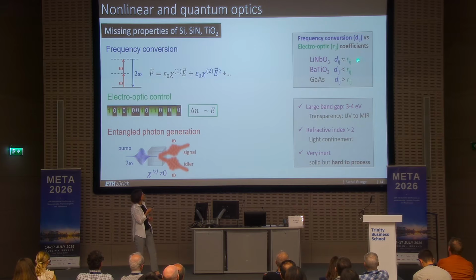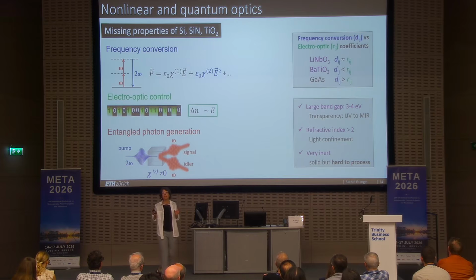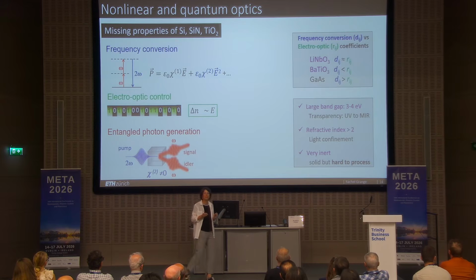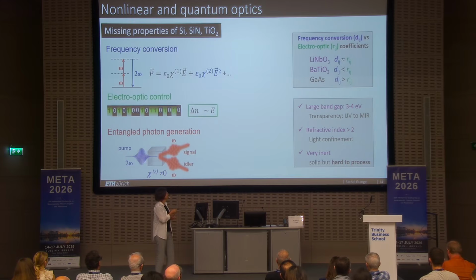If you want to do frequency conversion or electro-optic control, lithium niobate is a good choice because it has both with the same strength, so 30 picometer per volt in the typical parameter that you can reach from the tensor. Then barium titanate is also now used mostly for the electro-optic properties because it has 2 orders of magnitude higher electro-optic strength, so 1000 picometer per volt also as bulk, compared to lithium niobate.